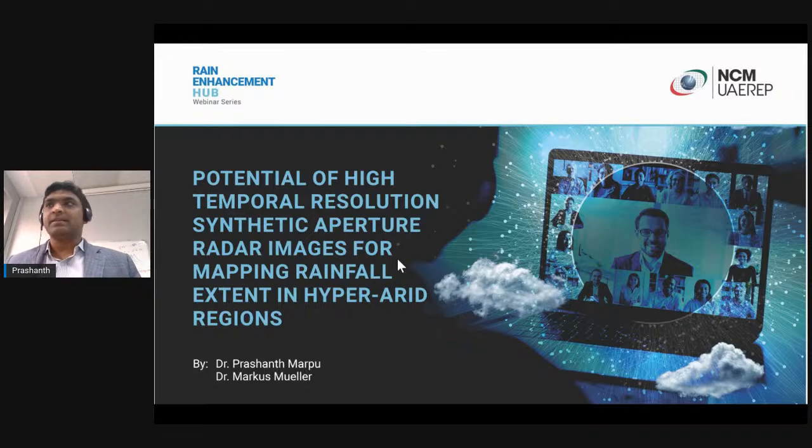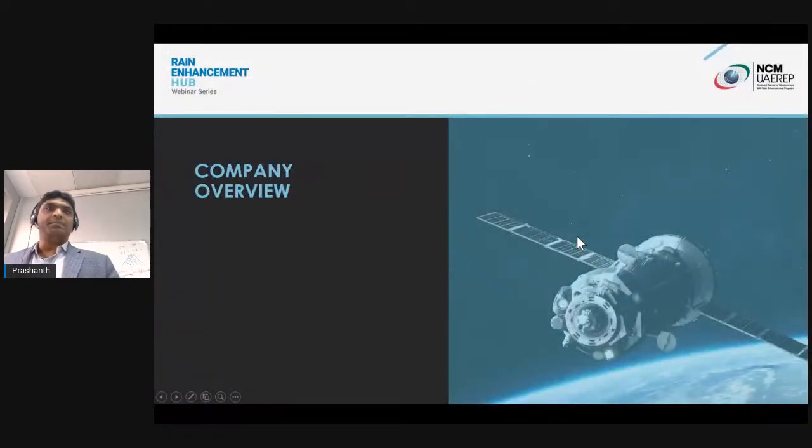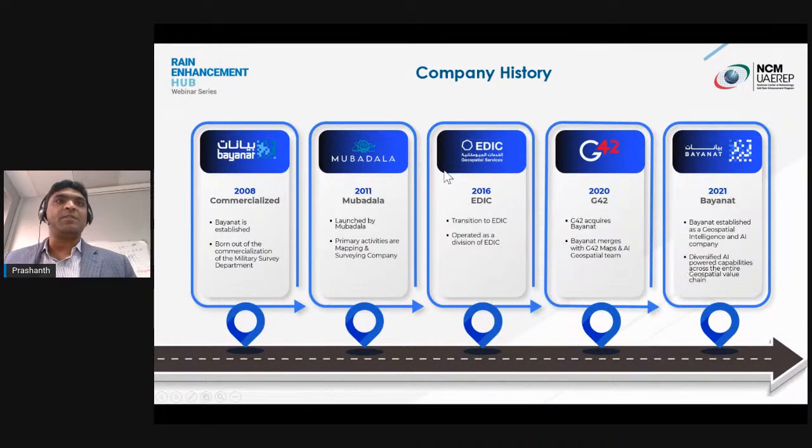First of all, we represent Bayanat. It's a company which originally started as a spin-off from the Military Survey Department, was commercialized in 2008, went through different group ownerships from Mubadala, EDIC, and in 2020, G42 acquired Bayanat, and it is now being transformed into a geospatial intelligence and AI company with diversified AI capabilities like the Geo AI platform we are developing, and extending the reach beyond standard data acquisitions, but also venturing into multiple sources like advanced sensors, drone-based sensors, underwater sensors, and so on.